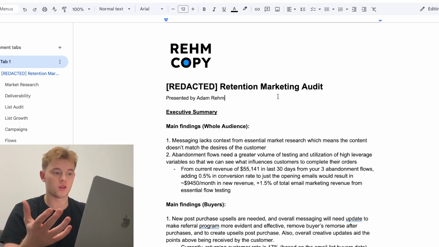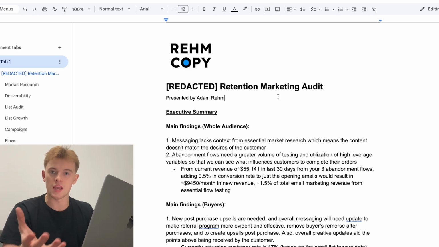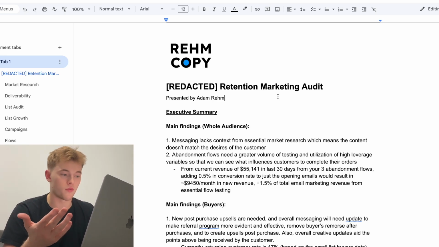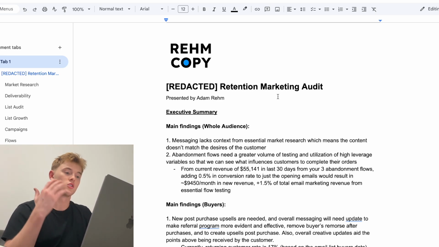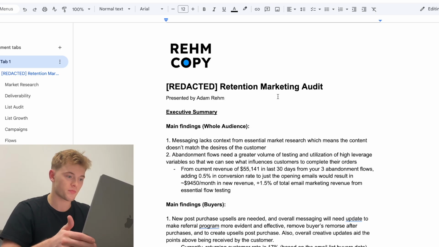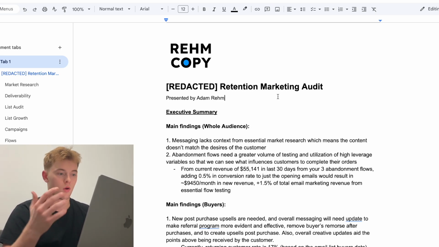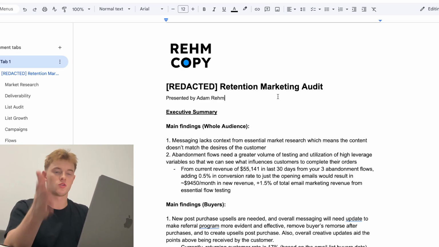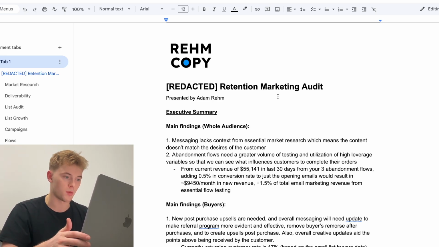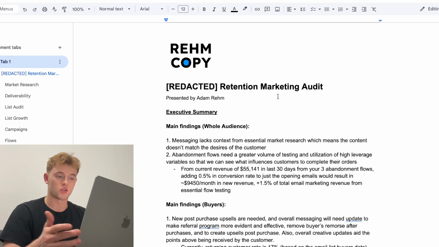And more importantly, you can see the different mistakes that even brands like $4 million a month are making so that you can avoid those mistakes. And most importantly, just learn the way we look at email and SMS marketing on a grand scale so you can make more money from your email list on a monthly basis. All right, so let's jump right into it.